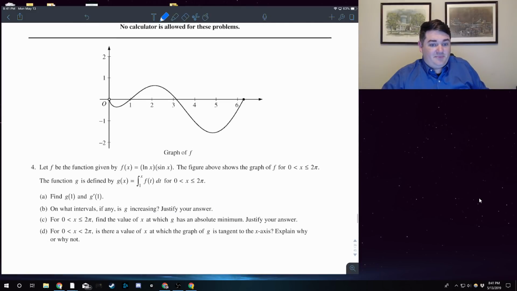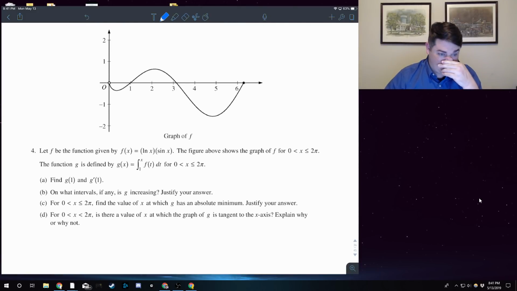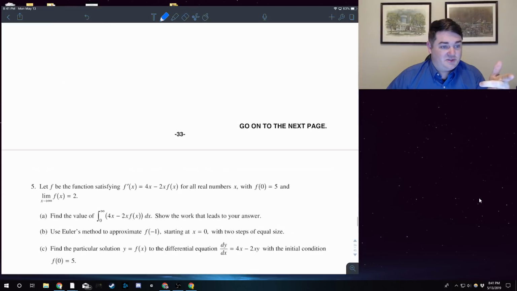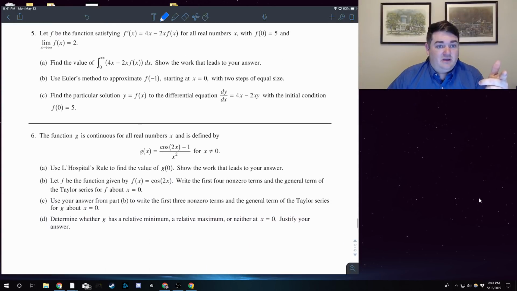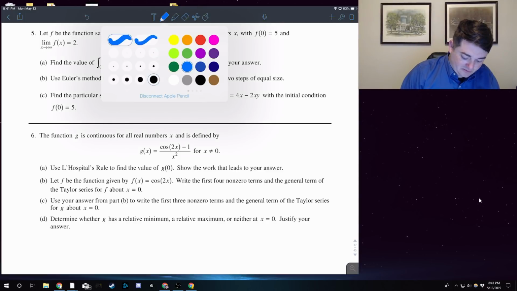All right. So this problem is similar between the AB and the BC exam, so we worked this one to start the stream. So let's dive down here and look at number 5. I need to make some room for myself here.